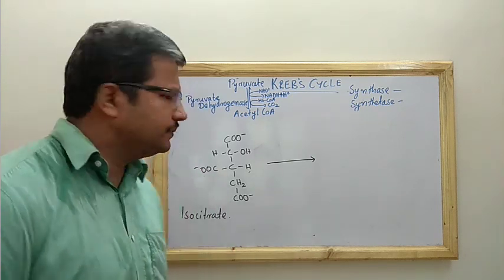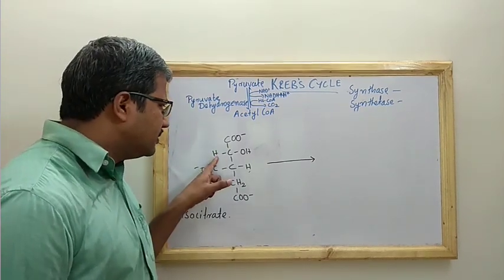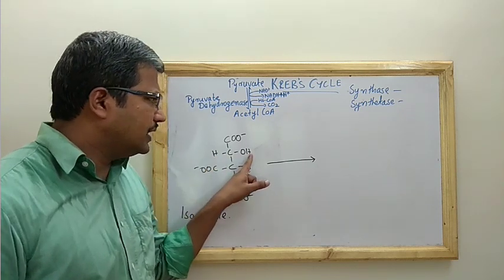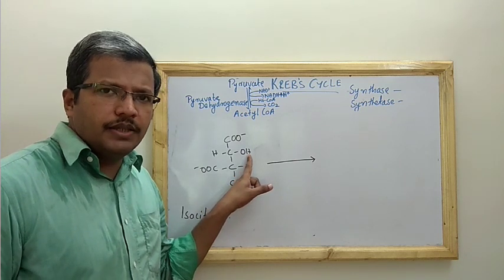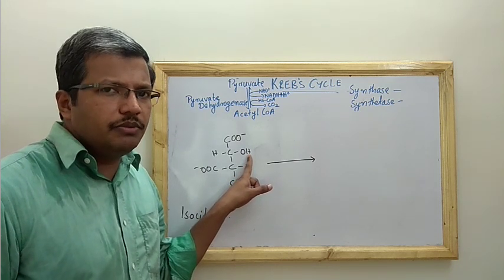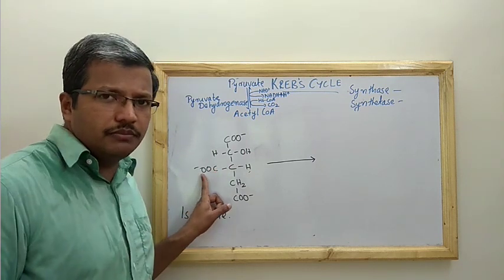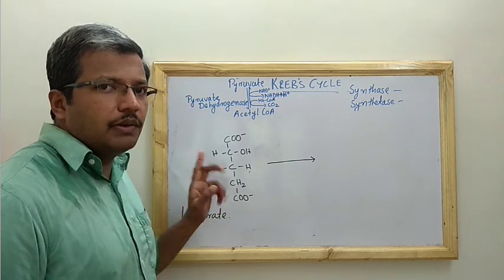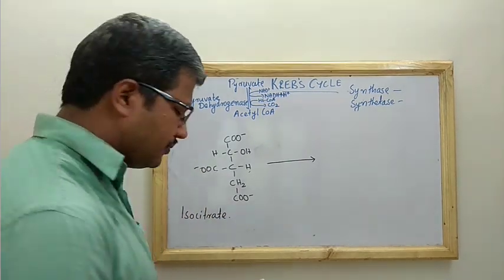It happens like this. First, oxidation happens to this particular molecule, and these two hydrogens will be released, and as a result oxalosuccinate will be formed. In the next step, this carbon dioxide will be removed, and then alpha-ketoglutarate will be formed. That is how the reaction proceeds, but we are just representing it in a single step.